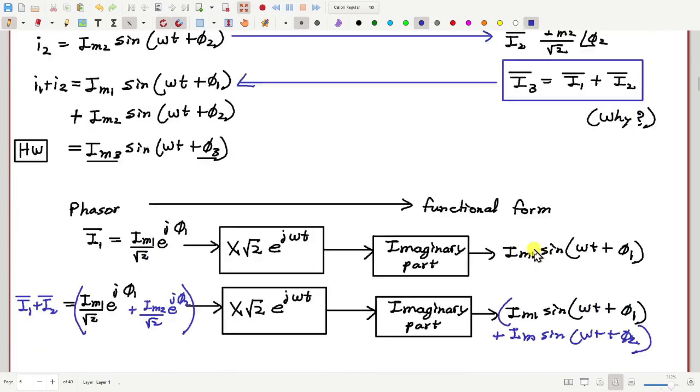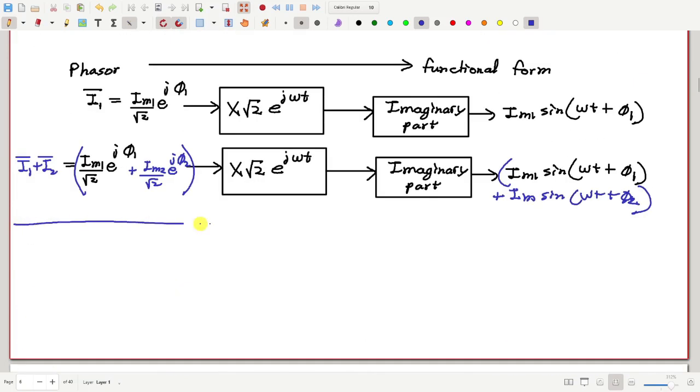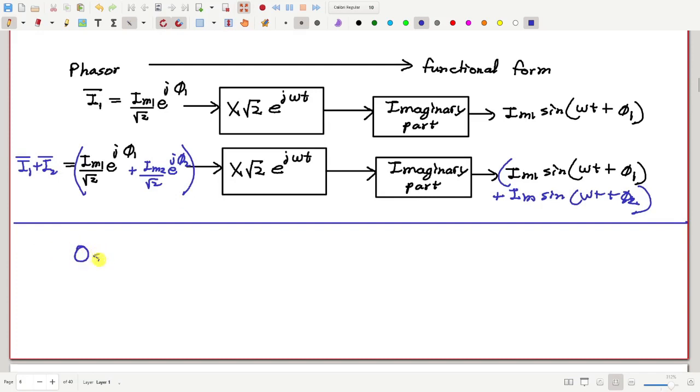Now, one more thing. Consider this function 0 sin omega t plus phi. What will be the phasor value of this number? Anyone? It will be just 0, that means 0 plus j0, complex 0.